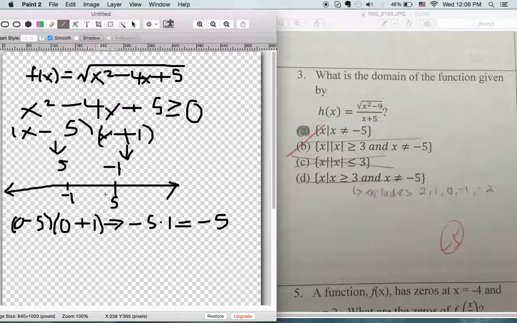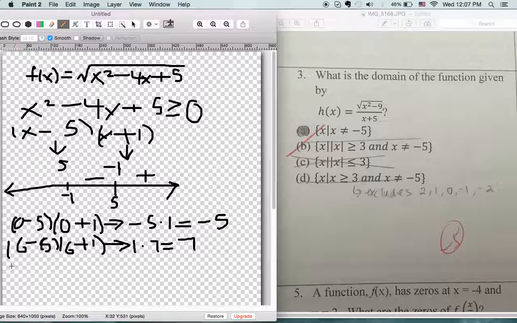And so this 0 is telling of this entire interval. If I plug in a number from this interval and I get a negative number, it means that all my numbers from this interval are going to be negative. And then you do the same for these two other intervals. For this interval, I can do 6, so 6 minus 5 and 6 plus 1 is equal to 1 times 7, which is equal to 7. And then this is going to be positive.